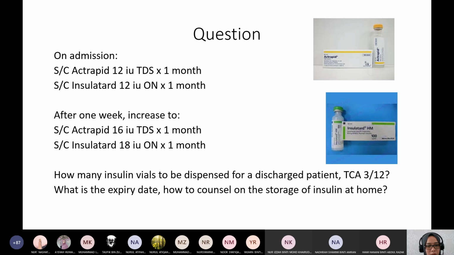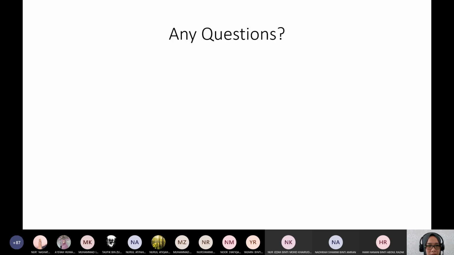And then during the counselling, you will learn a lot. Please read all the counselling points for insulin, the pen, and a lot more. Usually it takes about half an hour to explain everything. And the storage of insulin at home is part of the counselling. Alright, so that's the process.